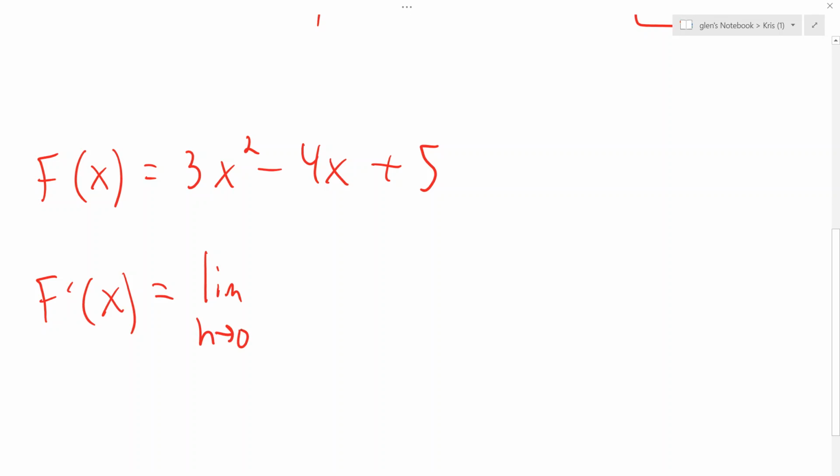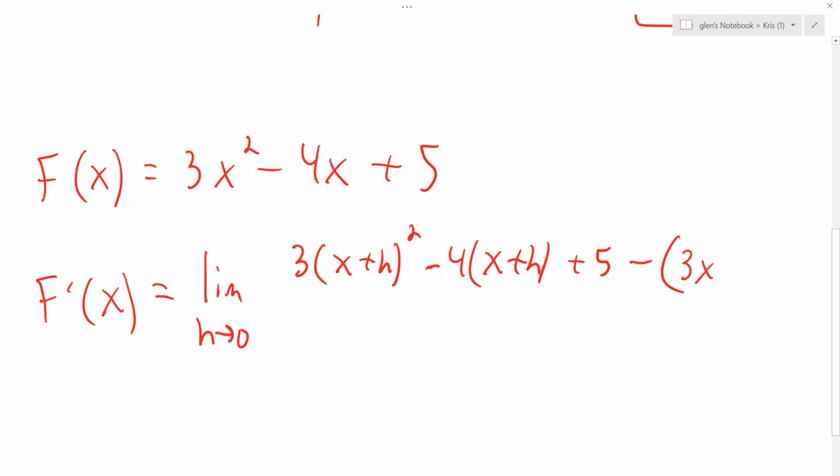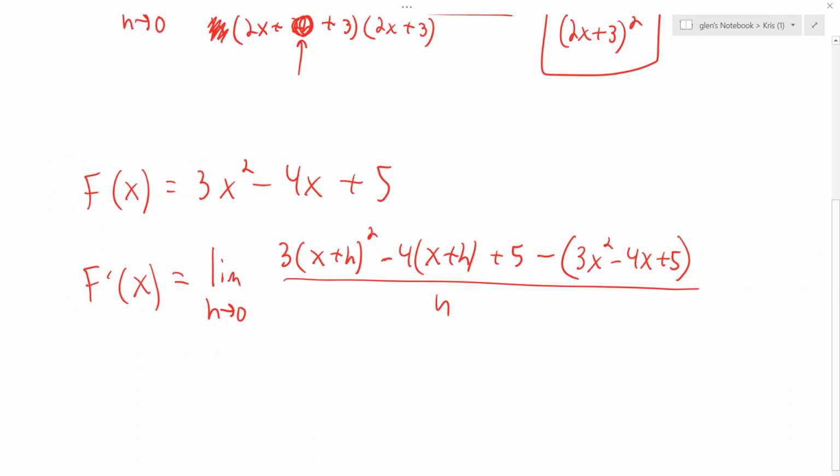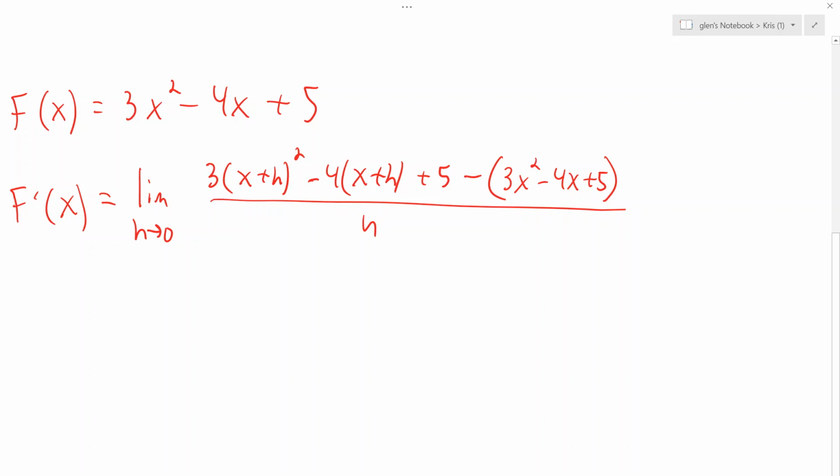The limit as h approaches 0 of 3 times x plus h squared, minus 4 times x plus h, plus 5, minus f of x, which is 3x squared minus 4x plus 5. And all that junk's going to cancel eventually, all over h. Okay? Expanding all of that out gives us, notice how I am still writing limit. If you didn't write limit down next to this until you plugged in 0 for h, you're just not writing everything you're supposed to be writing.